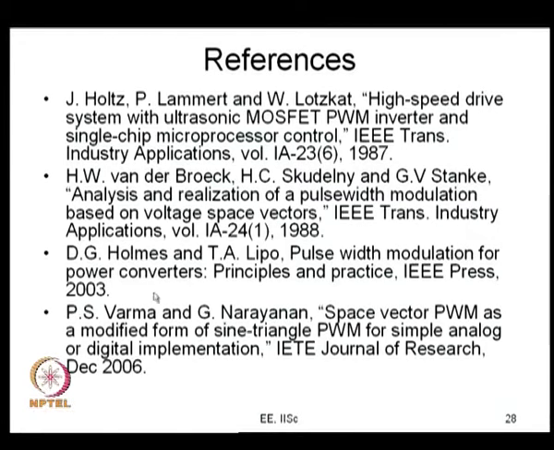Another one is this book by D.G. Holmes and T.A. Lipo. It covers many things about pulse width modulation. It also talks about the space vector concept, transformation and space vector based PWM. So, that is a book which can also be used as a reference. And the last one indicated here is Verma and Narayanan, space vector PWM as a modified form of sine triangle PWM for simple analog or digital implementation. This is published in the IETE Journal of Research. This is a tutorial paper, written particularly from the point of view of understanding these things easily.